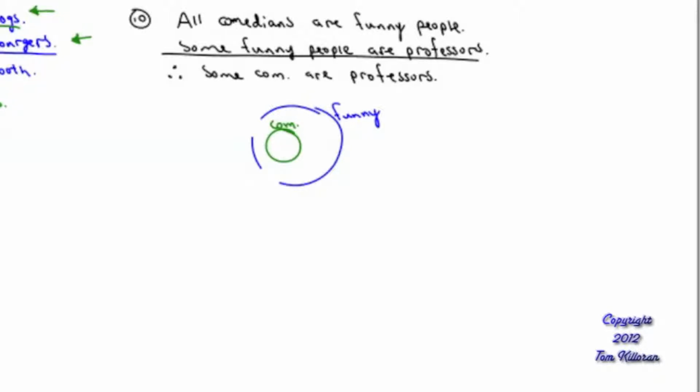So where can I put the professors? On the outside, but it has to intersect the blue circle. So either I can put my picture here and have that be my professors. Where else can I put them? With the comedians and the funny people. So this also becomes professors. Therefore, this argument is invalid, because I came up with 2 possible places to put Mr. Professor. Maybe he is, maybe he isn't, but there is no guarantee.